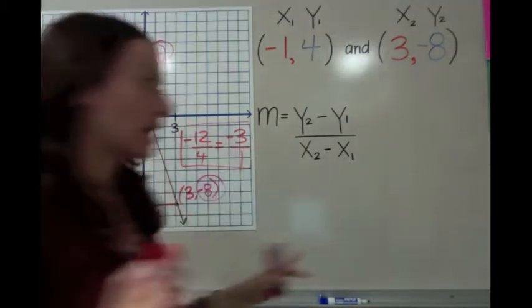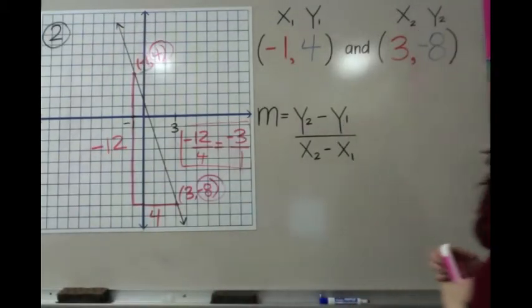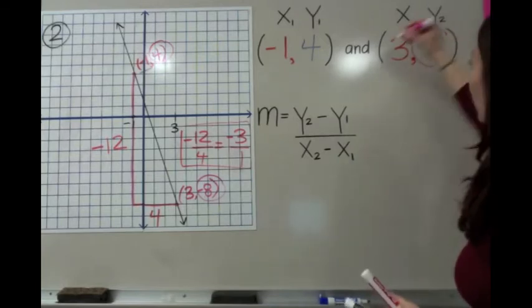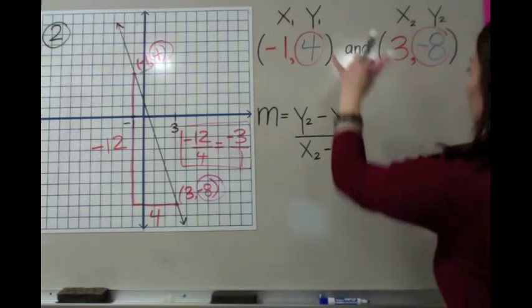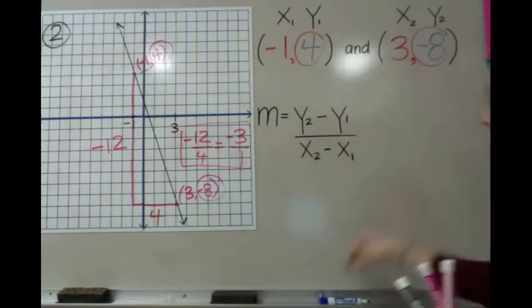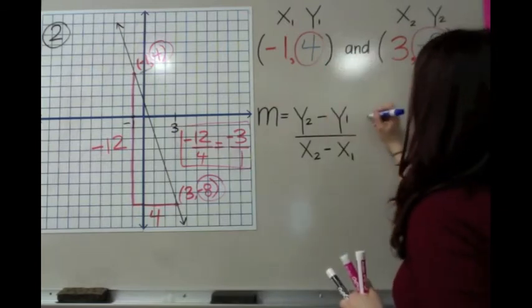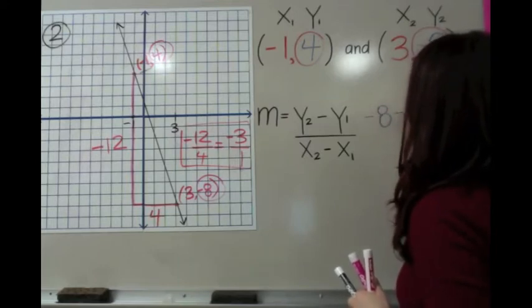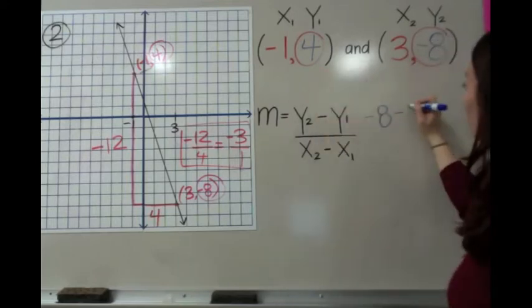Let's confirm that by calculating it. All right. So again, we're going to take what we circled, which is -8 and 4. We're going to subtract these values. We're going to do what? We're going to subtract. So we're going to take -8, because that's y2, minus a +4. I'm just going to write -4.